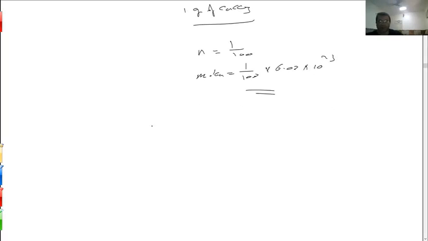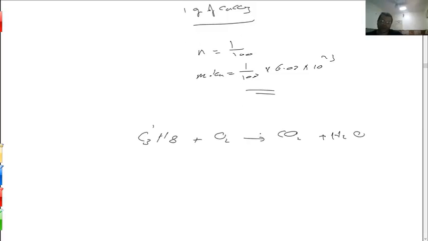For example, if I'm going to write a chemical equation, C3H8 reacts with oxygen to produce carbon dioxide plus water in a complete combustion process. Can you balance this equation?